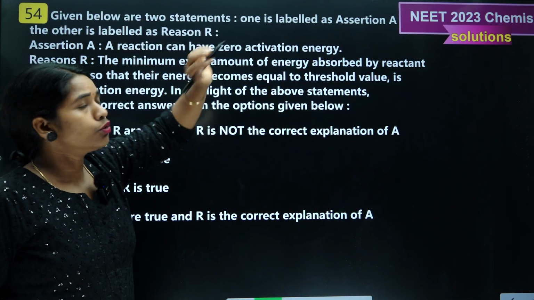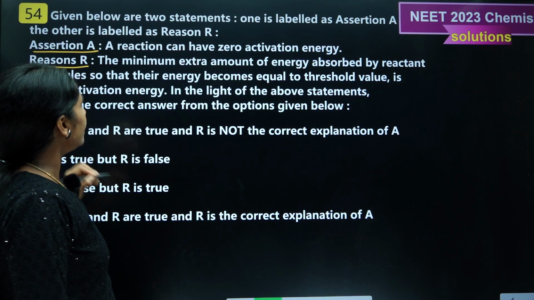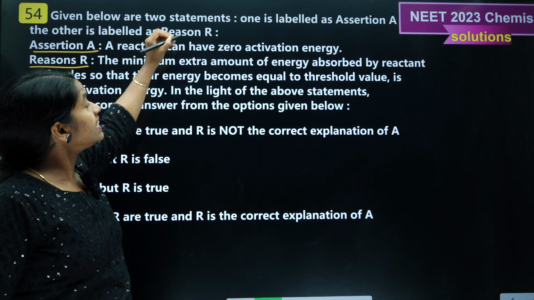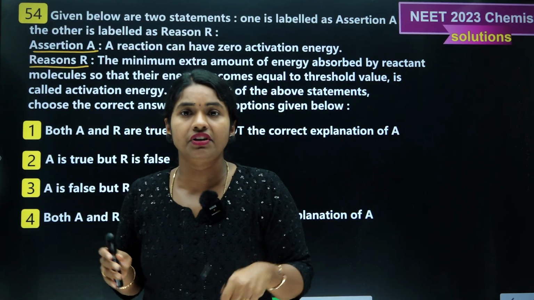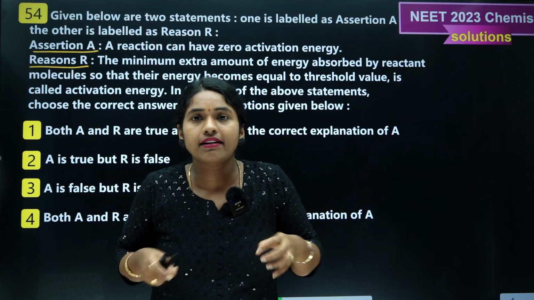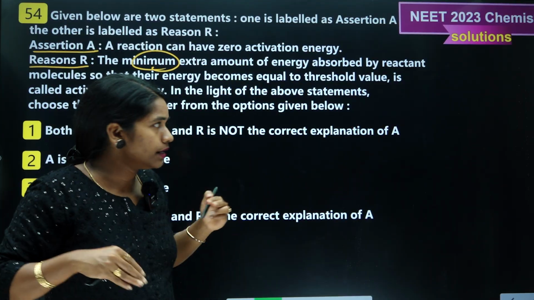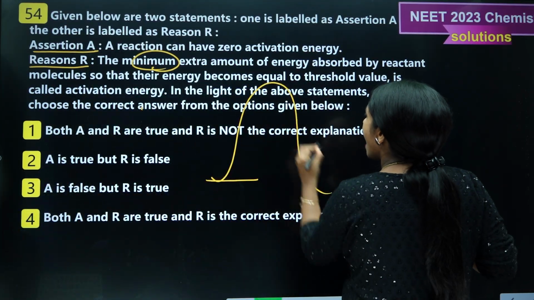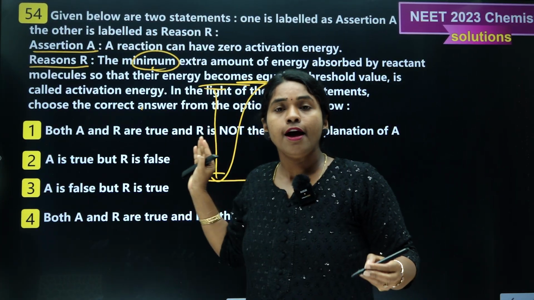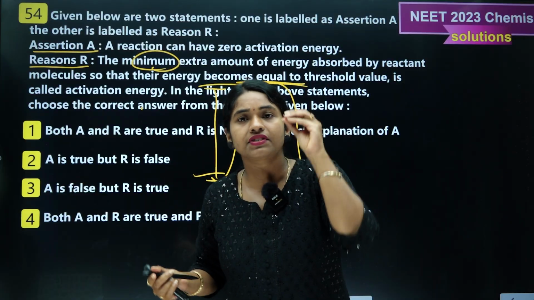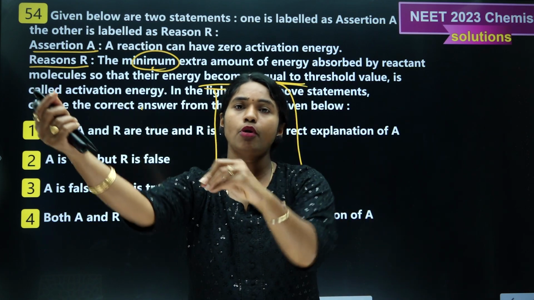Given below are two statements, assertion and reason. Let us see. A reaction can have zero activation energy. No, a reaction cannot have zero activation energy, because what do you mean by activation energy? It is the minimum amount of energy required by the reactant molecules. If reactant molecules have this much energy, only then will they be converted into product.